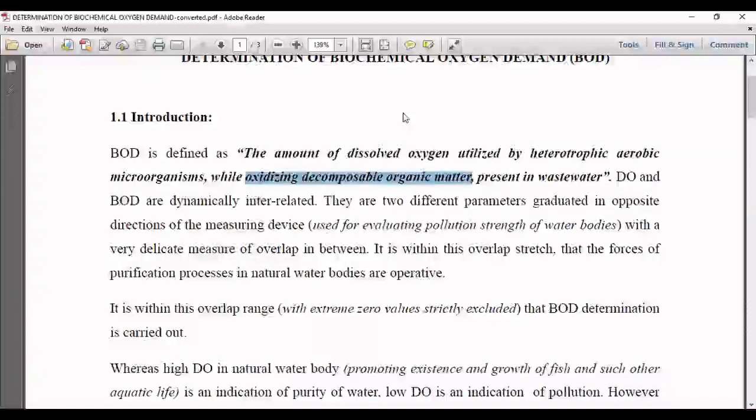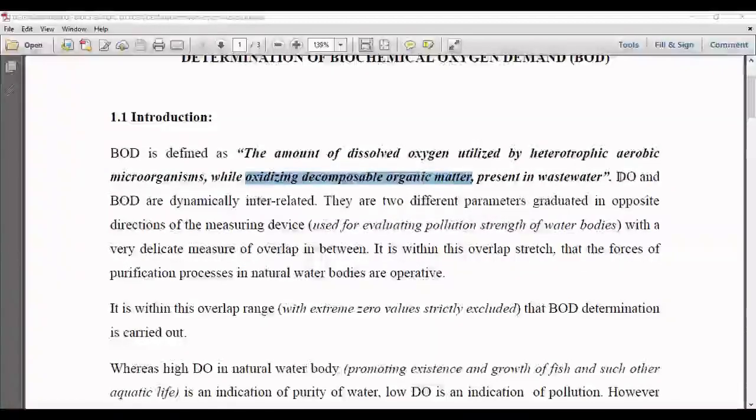the wastewater, right? So when I say the BOD of my sample is 250 mg per liter, that means that 250 milligram of oxygen will be required for the heterotrophic aerobic microorganisms for the decomposition of the organic matter present in 1 liter of wastewater.